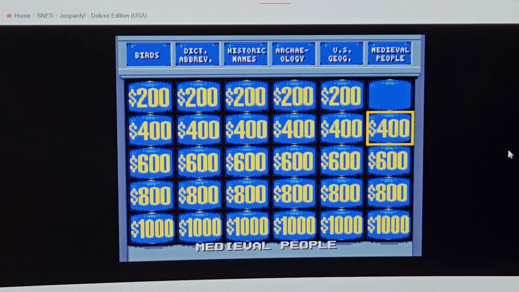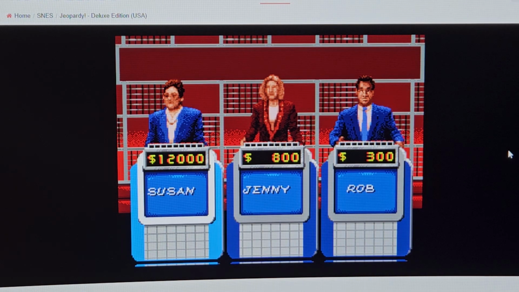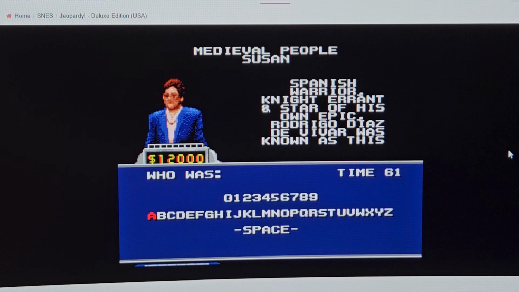Let's go 400. The answer is... Here's the clue. Spanish warrior, knight errant, and star of his own epic, Rodrigo Diaz de Vivar was known as this. Who is El Cid?